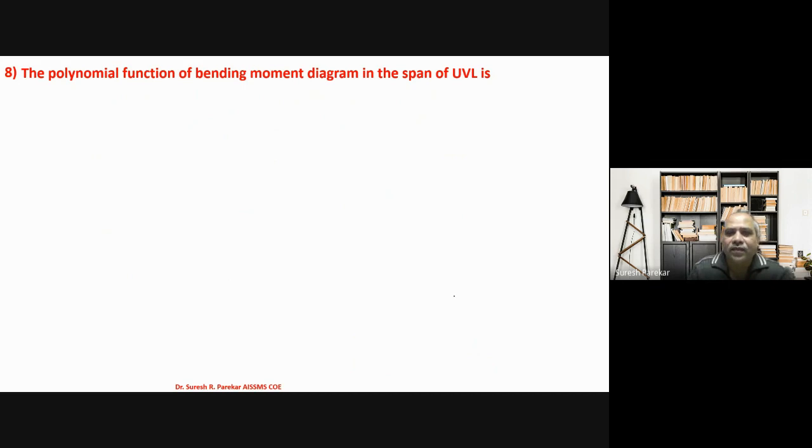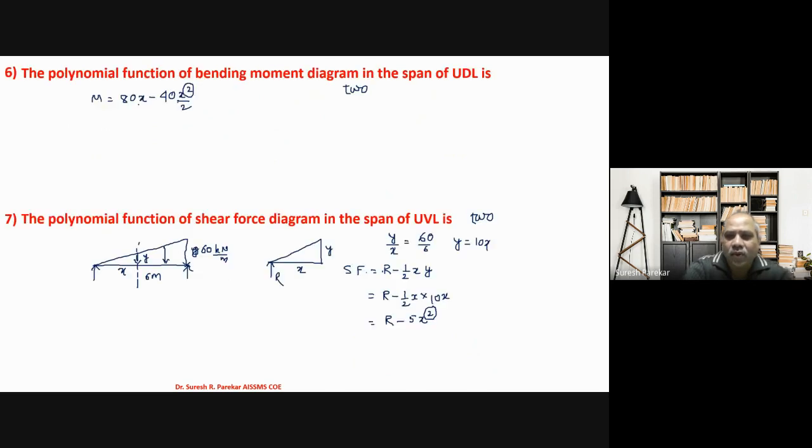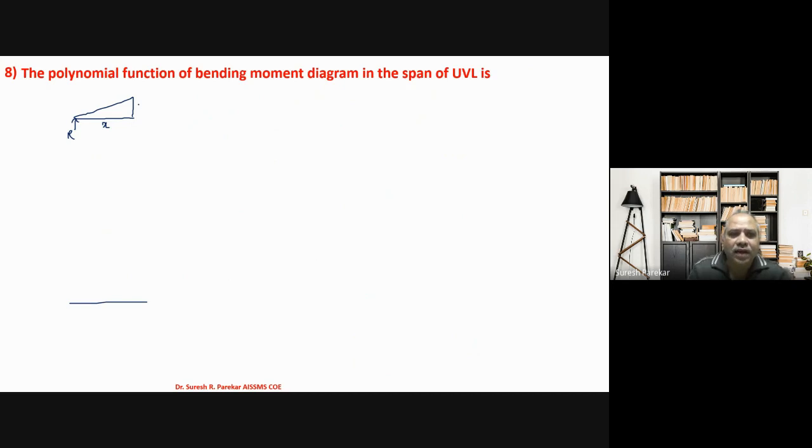So the polynomial function for bending moment in UVL. Now we have just made the equation, so I will go for that equation. We have this as R, then we have this as x. We got this value equal to 10x, so we have this as 10x. And then if we find bending moment, we have R into x, so M is equal to minus.